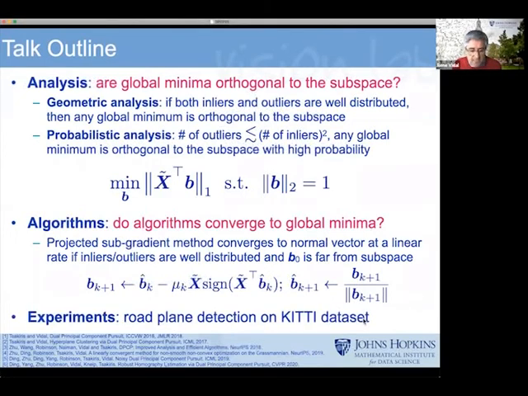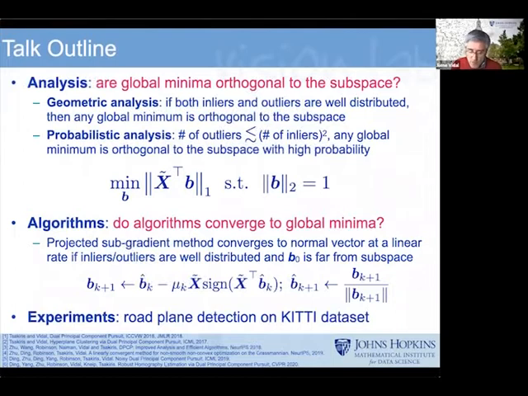And last, I will present some examples on some of these geometric computer vision problems, demonstrating the effectiveness of the approach in practice.